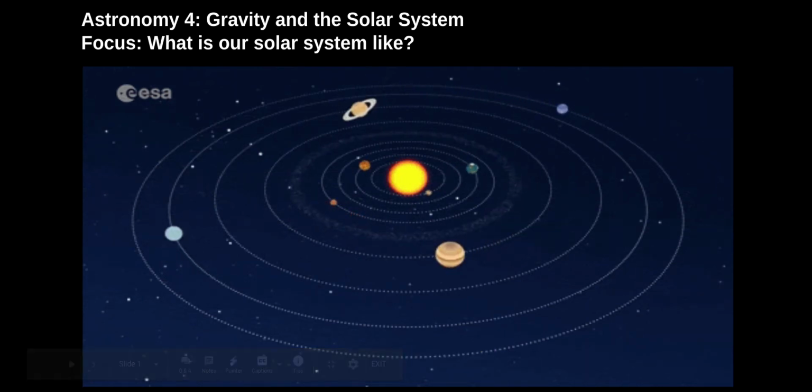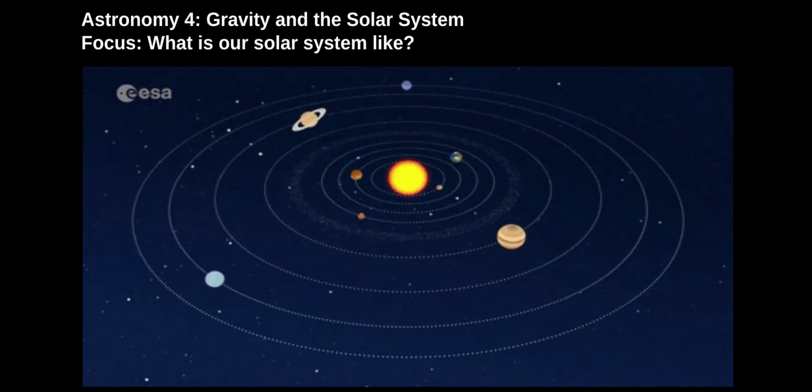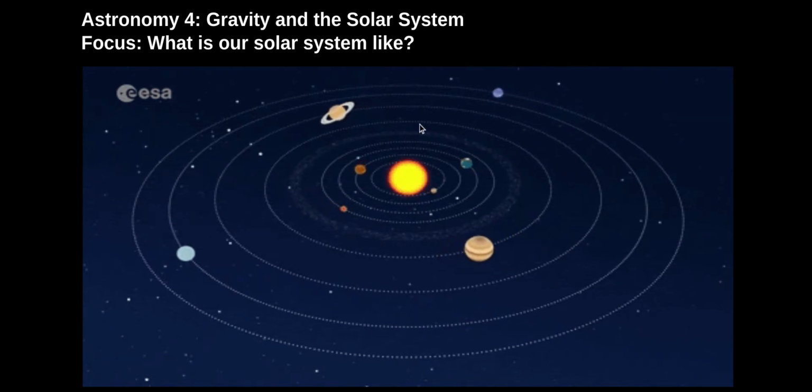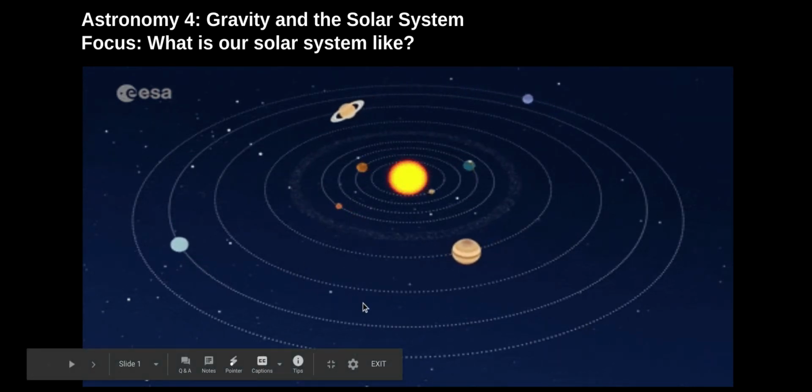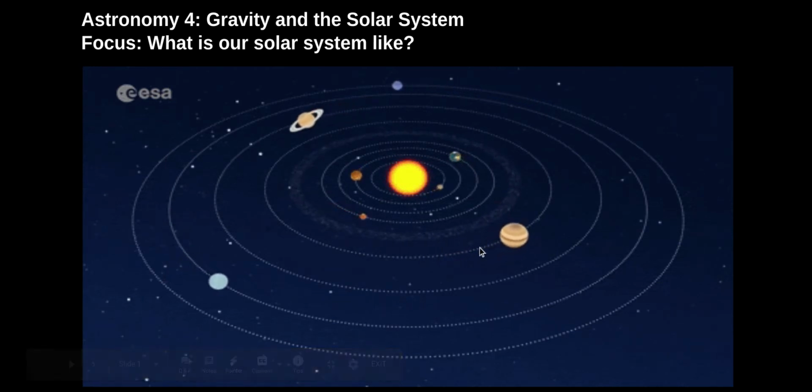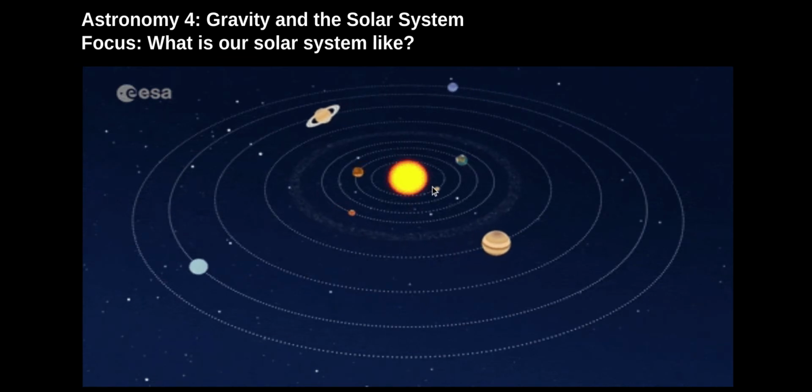Today we're going to do astronomy number 4 in our very, very shortened astronomy unit. So today we're going to talk about gravity and the solar system. And this is a nice little animation kind of giving you the idea of the solar system. But as you'll see today, this is, of course, not really to scale because the distances in between spaces are much, much bigger than this.